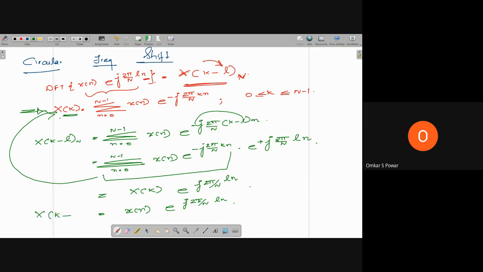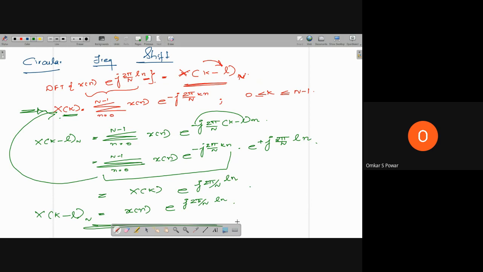So this is your circular frequency shift property. So what have we done? Take the statement. What happens if you shift in frequency? Circular frequency shift: you are shifting in the frequency domain, x of k minus l. So you have x of k is equal to summation n varies from 0 to n minus 1 x of n e power minus j 2 pi by n into kn. Then you substitute k by k minus l and carry on, you'll get the answer.